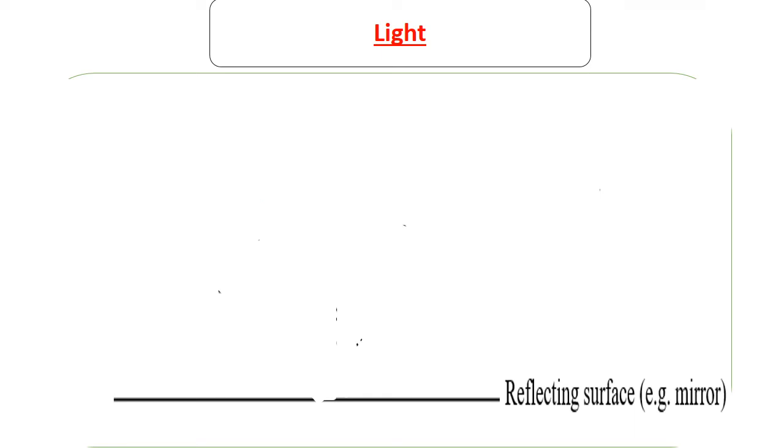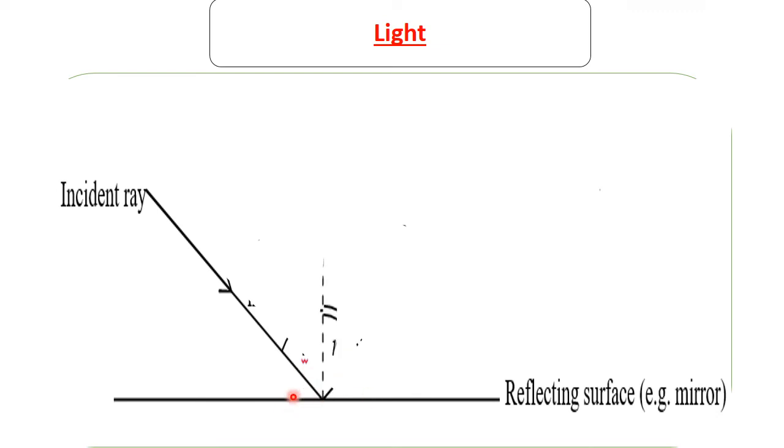So let's analyze the different parameters that we deal with when we're studying reflection. When a ray of light is coming, we call that ray an incident ray. Usually we draw a line which is at 90 degrees to the reflecting surface. This is the reflecting surface, for example a mirror. Such a line is called a normal. Then the angle between the incident ray and the normal is called the angle of incidence.